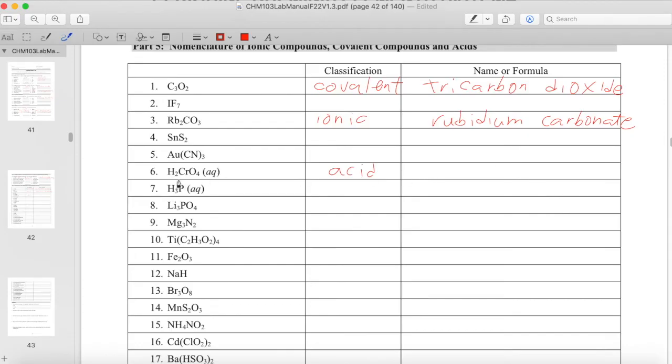So you say, all right, what's CrO4? Well, that's chromate, so this becomes chromic acid. Again, if you notice that you've got only one non-metal attached to your hydrogen, then it becomes a hydro acid of some sort. So this becomes hydrophosphoric acid, for example.